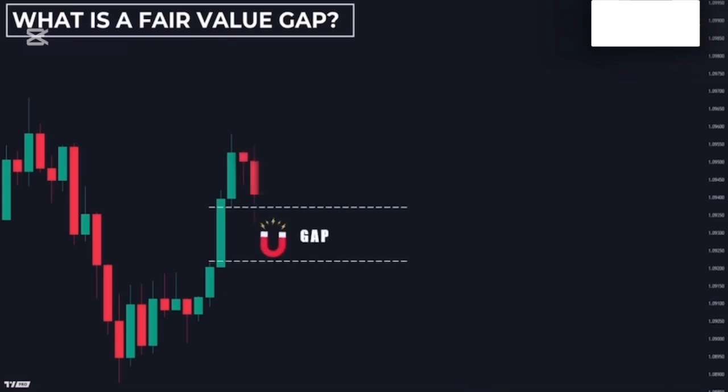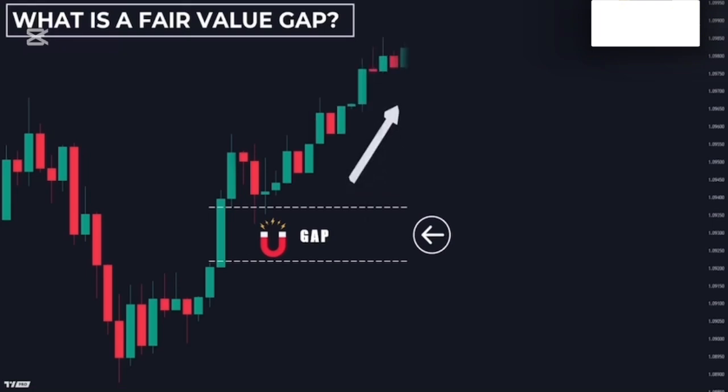These gaps act like magnets because price tends to revisit and fill or rebalance them over time. As a result, fair value gaps present high probability trade setups, since price often bounces after retesting them. Before going any further, let's have a quick recap about inefficient price delivery.